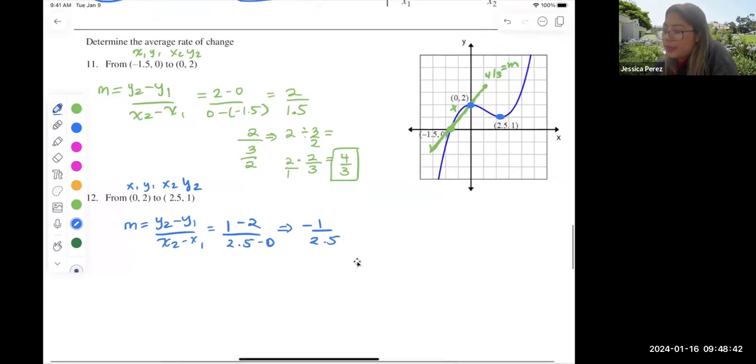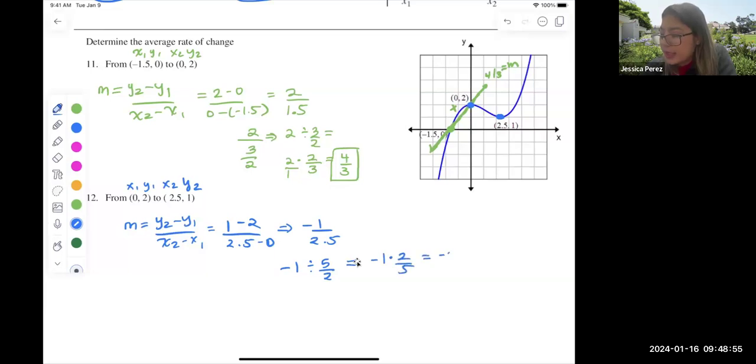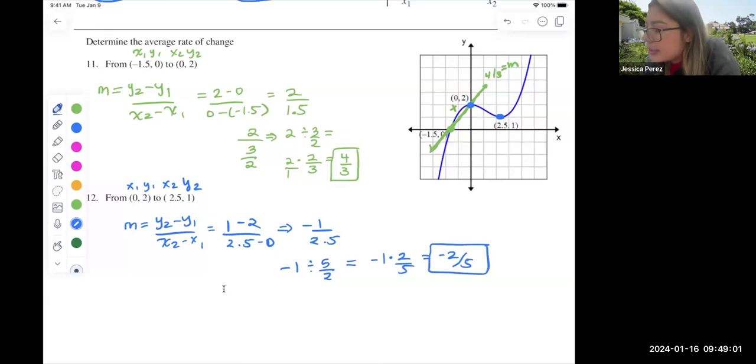Now, similarly, I'm going to change 2.5 to 5 over 2. So it's negative 1 divided by 5 over 2, because that's 2.5. So that's negative 1 times 2 over 5. So it's negative 2 over 5, and that's my slope. And notice that if you make a line this way, you have a negative slope.